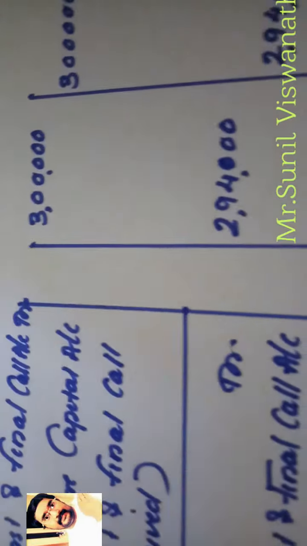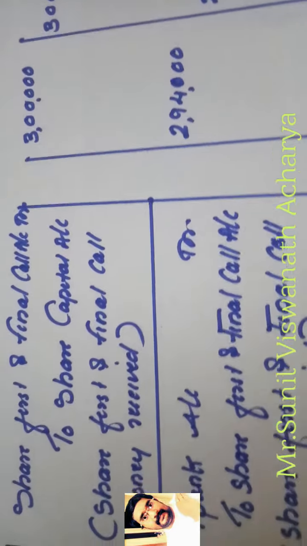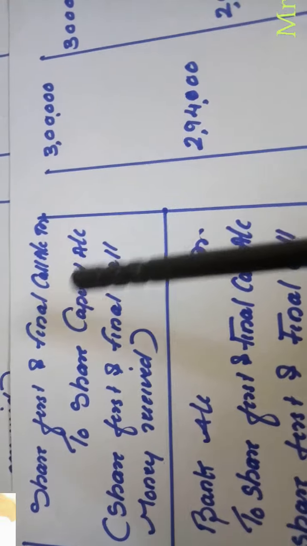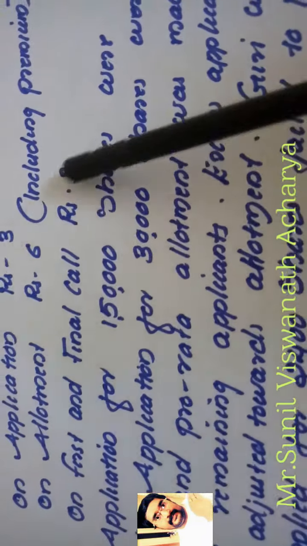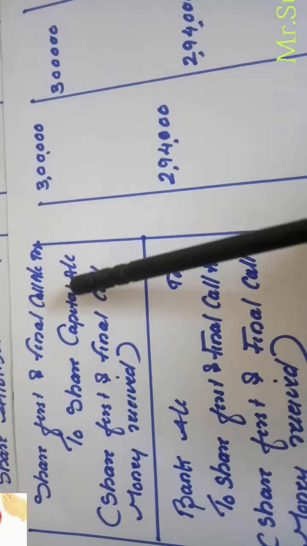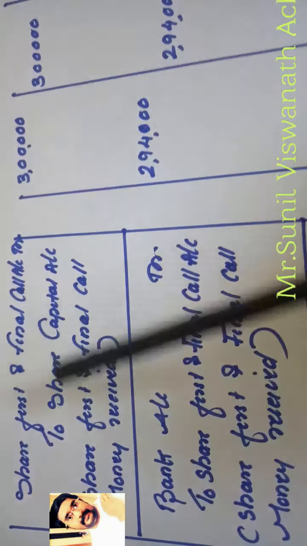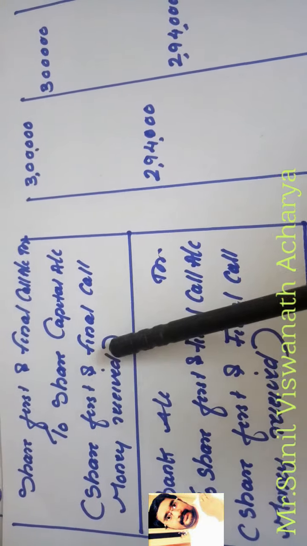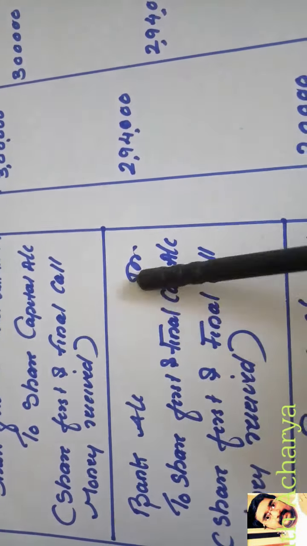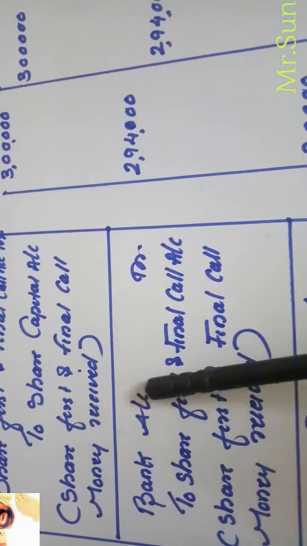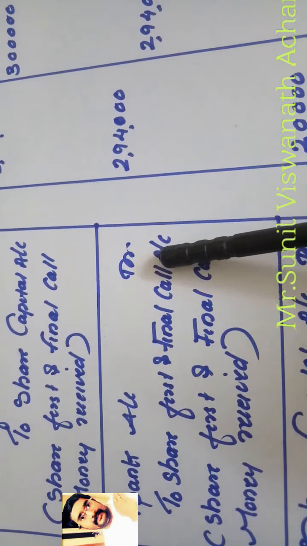So after allotment, the next journal entry is related to the first call. So the first call entry is share first and final call account related to share capital. Company having 1 lakh shares. In the question we know first and final call money is 3. So total first call money due is 1 lakh into 3, 3 lakhs. Narration: share first and final call money due. Then next, first and final call money received entry, bank account debtor to share first and final call.